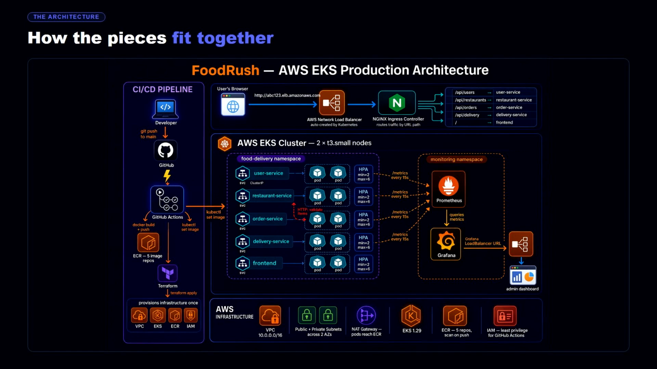Prometheus scrapes metrics from every service every 15 seconds and feeds Grafana. Everything runs on 2 T3 small EKS nodes managed by Kubernetes. Terraform provisions all of this: VPC, subnets, NAT Gateway, EKS cluster, node group, ECR repos, and IAM roles, in a single apply. Here's every tool in the stack.